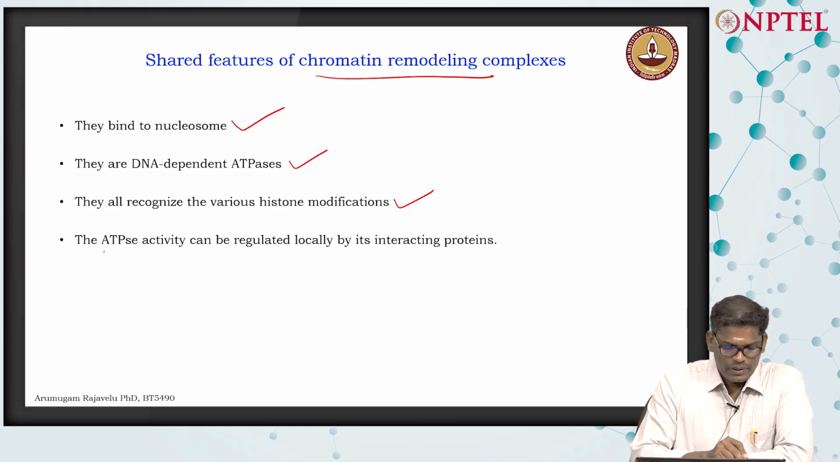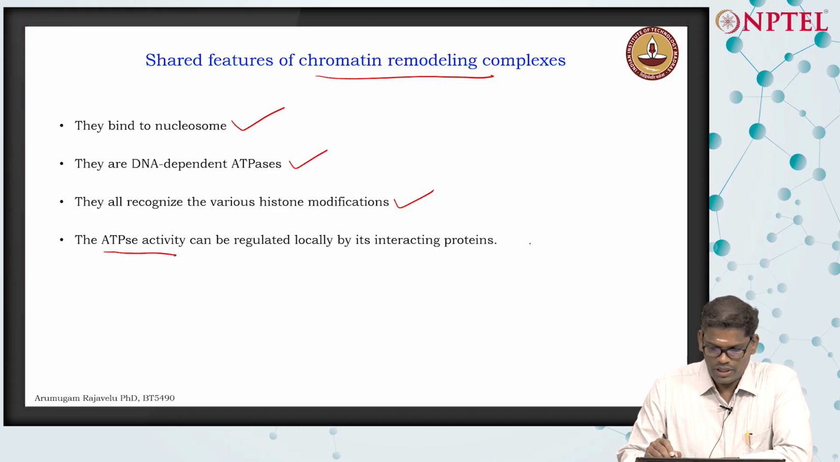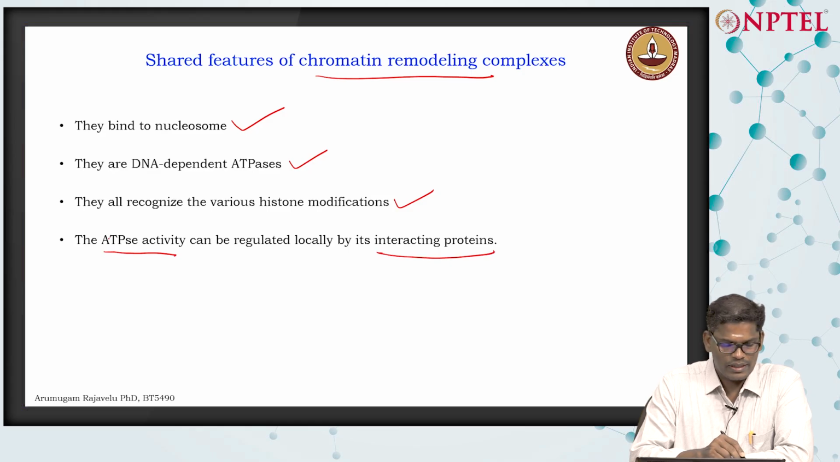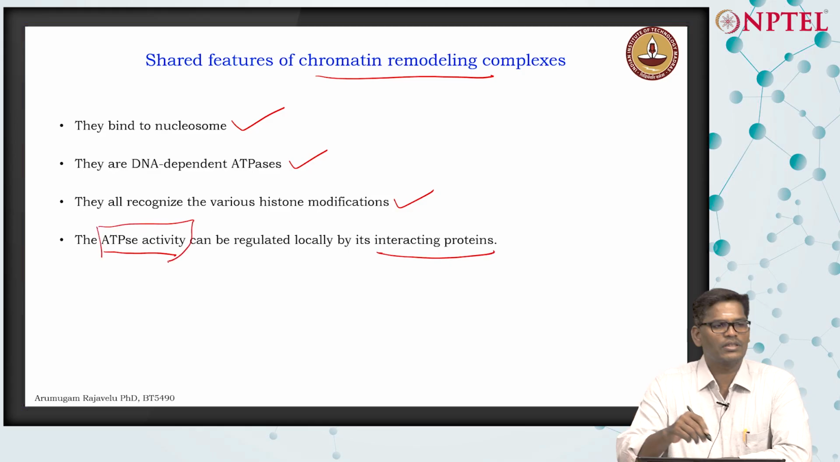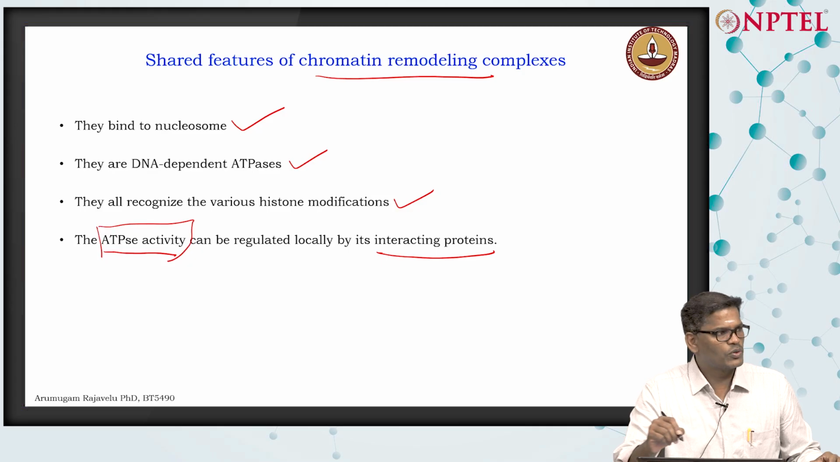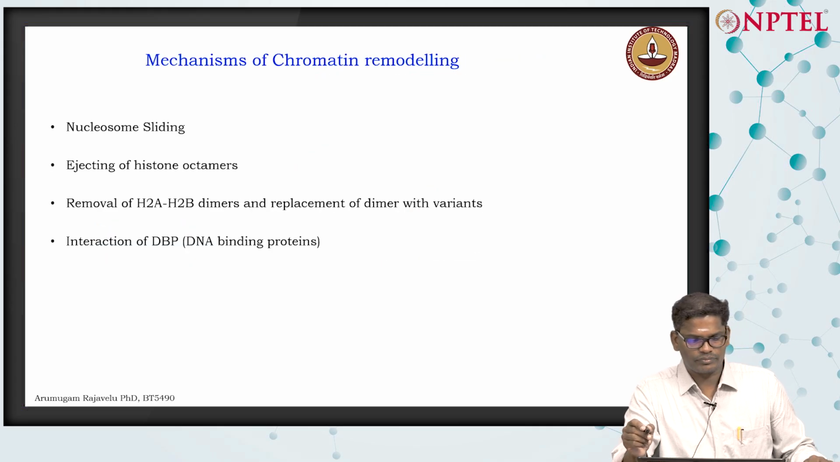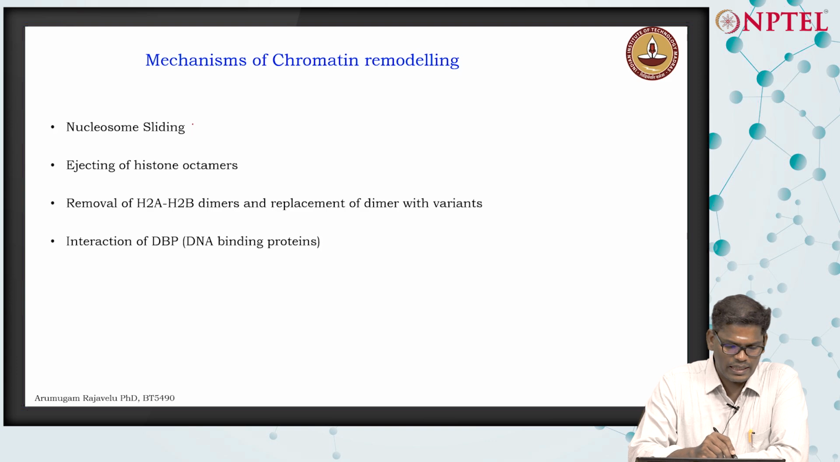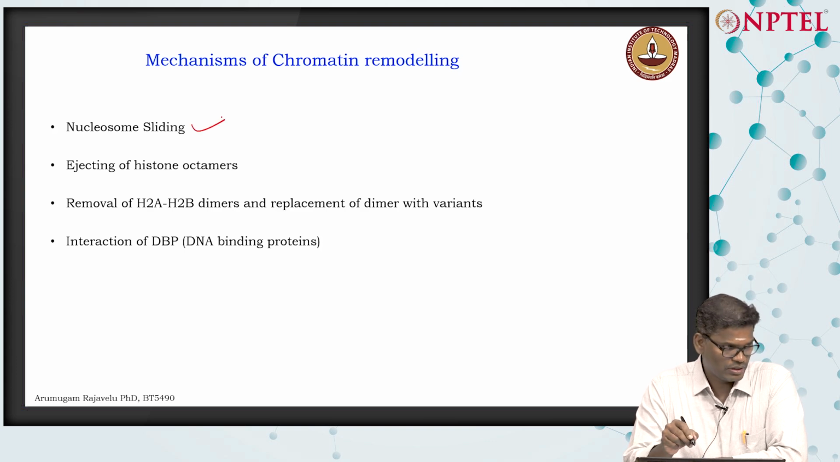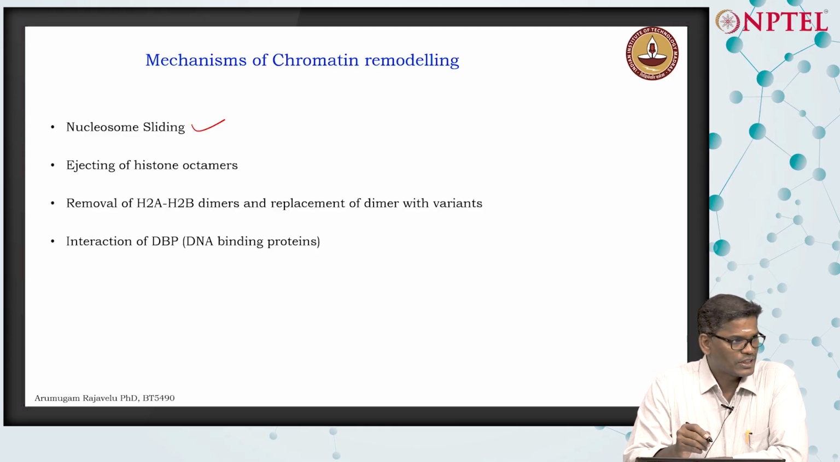Right. So the ATPase activity, as I said, is part of multi-protein complexes. The interacting proteins also contribute to regulation of the ATPase activity. So these are some shared features of almost all the chromatin remodeling complexes. Mechanistically, it slides the nucleosome on the DNA, which makes space for RNA polymerase or transcription factors to bind. And in specific cases, it can eject the histone octamers. That means it can remove and then add new histones. So this is one typical phenomenon.